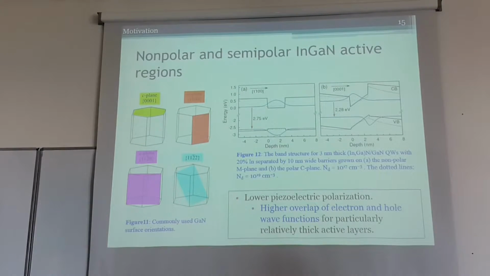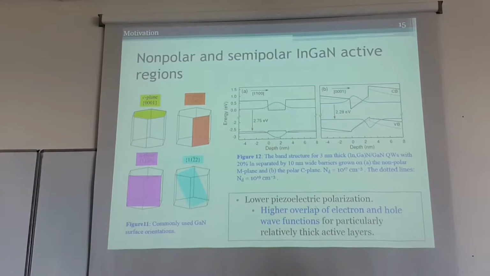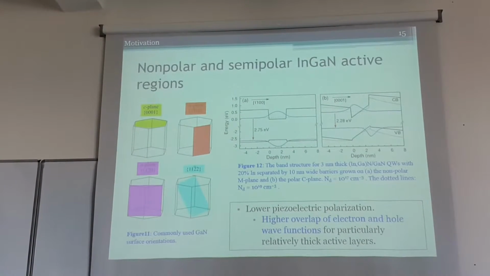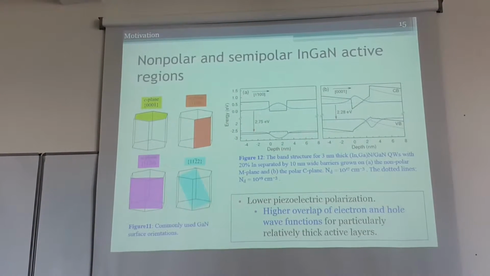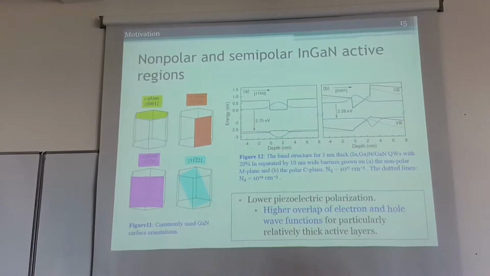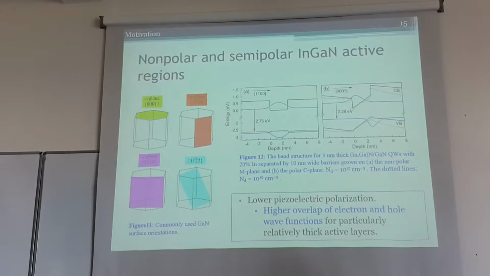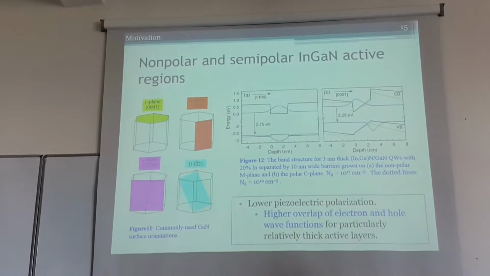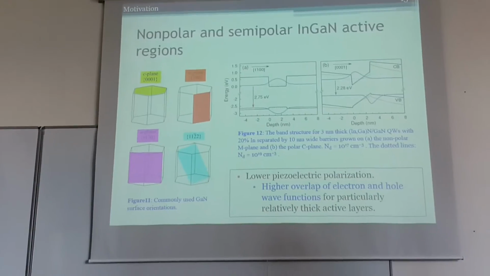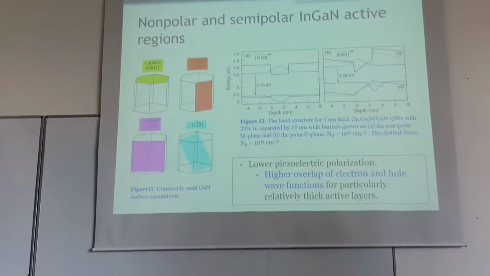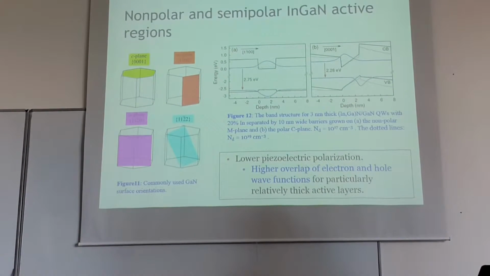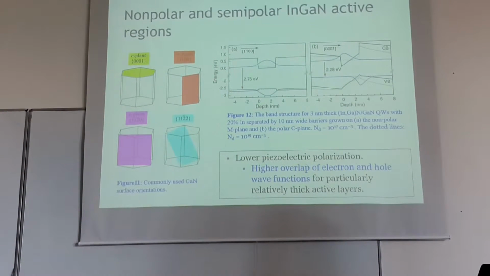However, in non-polar directions, this is the M-plane direction, there are no polarization fields, and electrons and holes recombine radiatively, and the overlap of electron and hole wave functions increases. So, in order to increase the efficiency, we wanted to use these directions. We wanted to grow active regions on these directions.